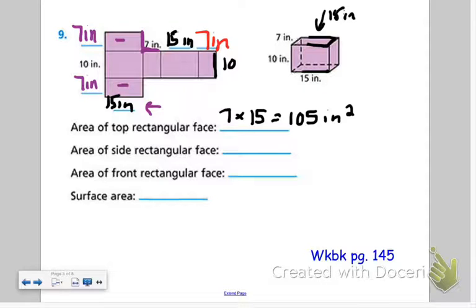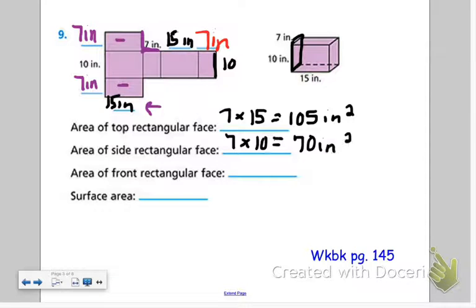Alright, that's the top. How about the side rectangular face? So now I'm looking at the side, maybe the left side right here. For the side rectangular face, it looks like I have a length of 10 and a width of 7. It looks like 10 by 7 are the measurements. So what I would have to do is 7 times 10, which would give me 70 square inches.